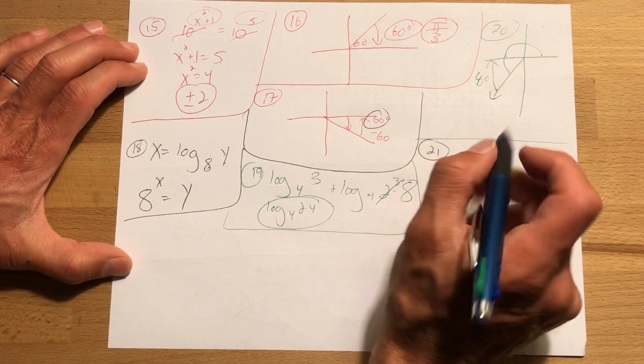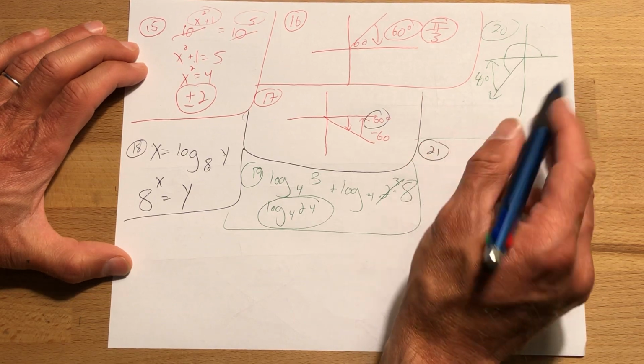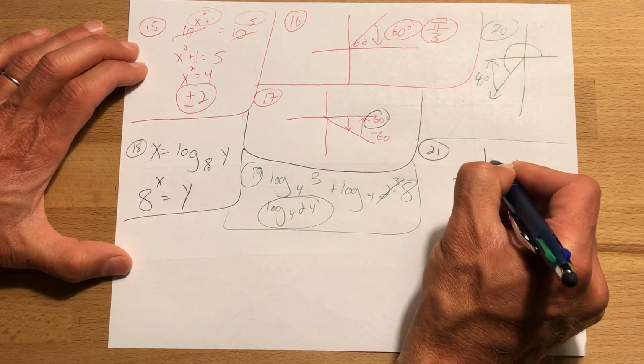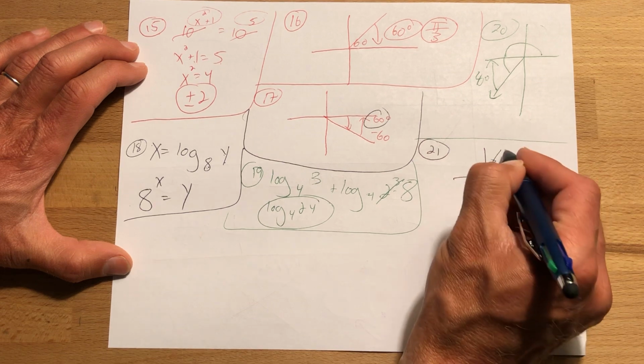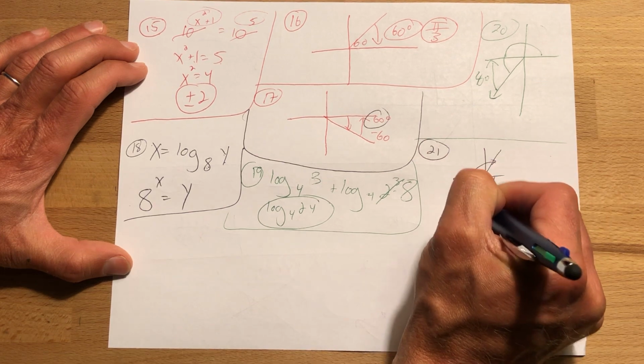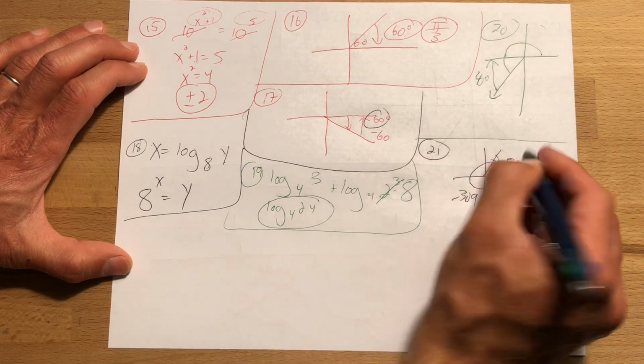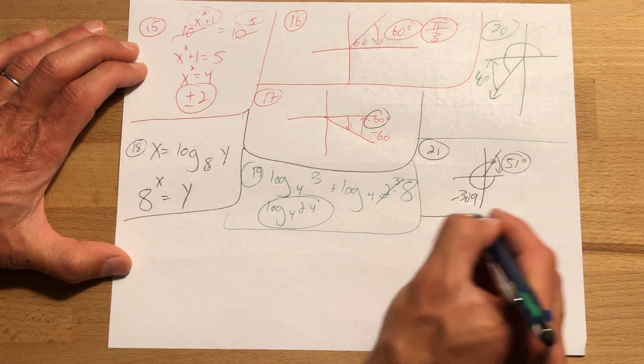Find the reference angle. It's the same thing as this for negative 309. So negative 309 is about right here. Boom. Here's negative 309. That means you have 51 degrees to get to the x-axis. There's your reference angle for 21.